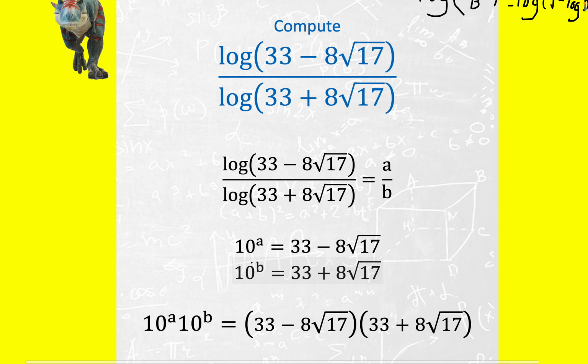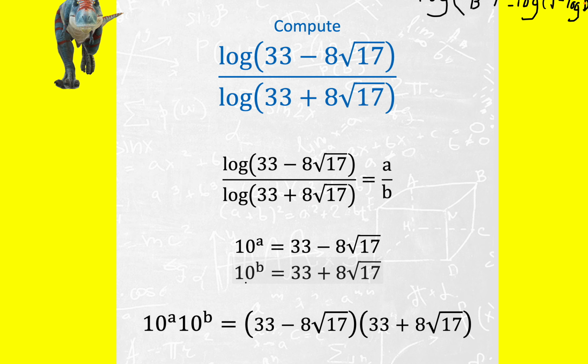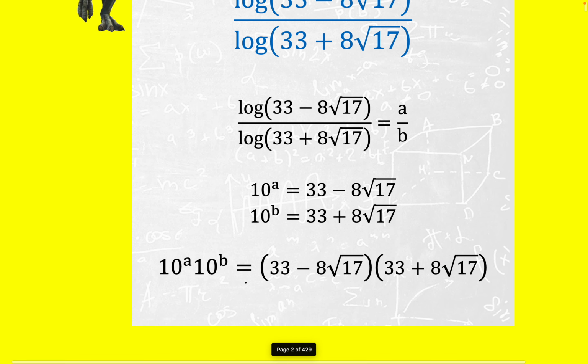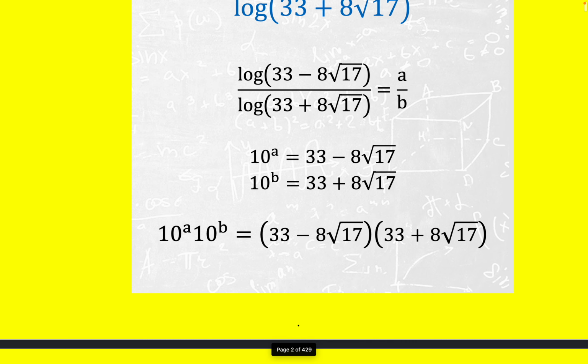We're just going to take the product. You can multiply equals, right? And so we get this statement right here, and the laws of exponents would give us 10 to the A plus B, little a.